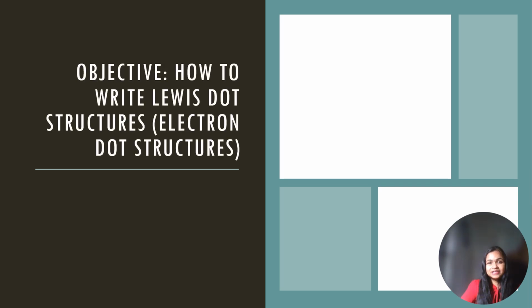All right, so let's look at today's objectives. We are going to be learning how to write Lewis dot structures, or draw electron dot diagrams. In order to draw Lewis dot diagrams, we need valence electrons. And the question arises, why do we need to draw Lewis dot diagrams? Because that explains how many electrons are going to participate in the formation of bonds.